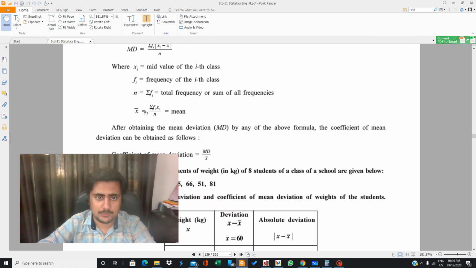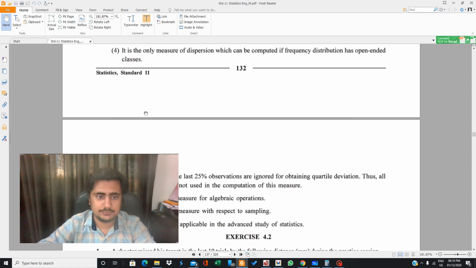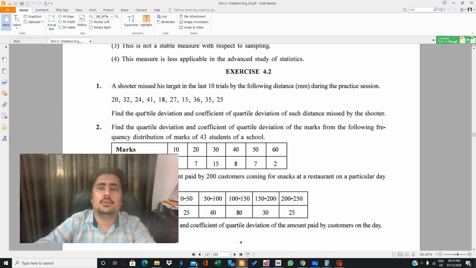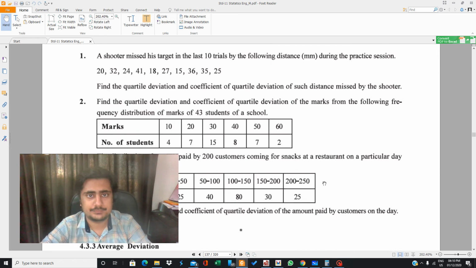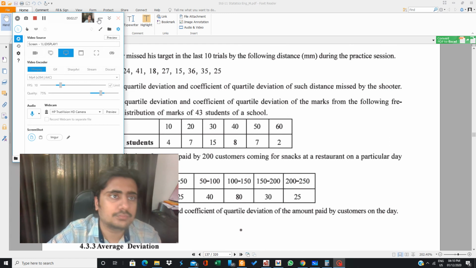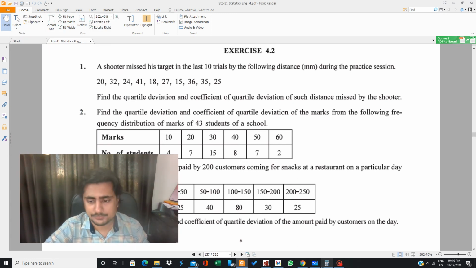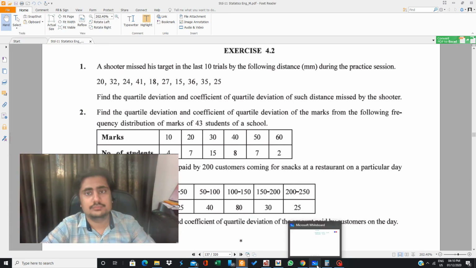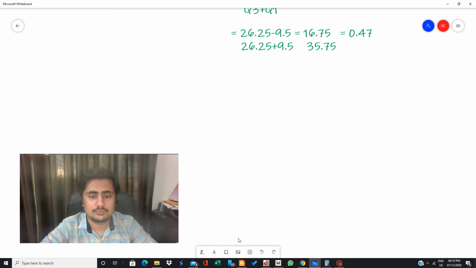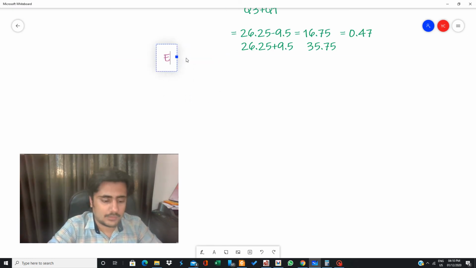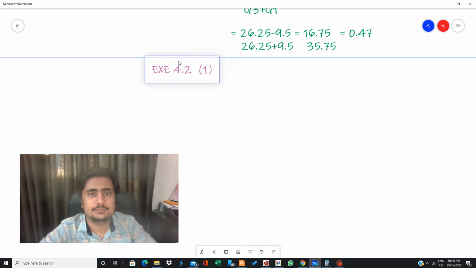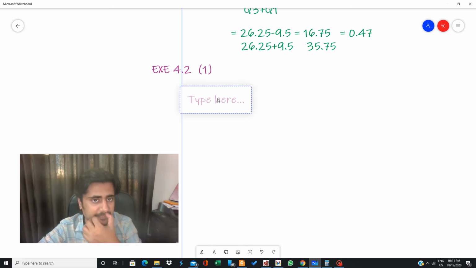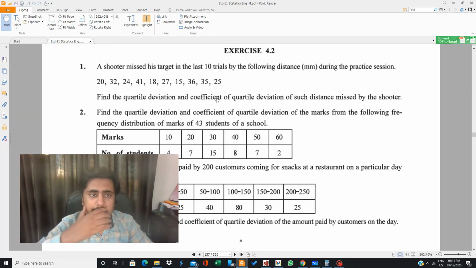We are solving a sum from the exercise. Let us do 4.2. In this also you are asked about quartile deviation. So exercise 4.2, sum number 1. Let us write the question.